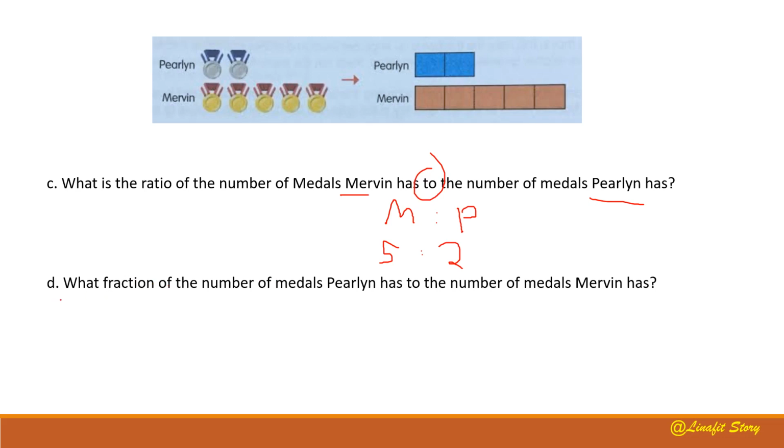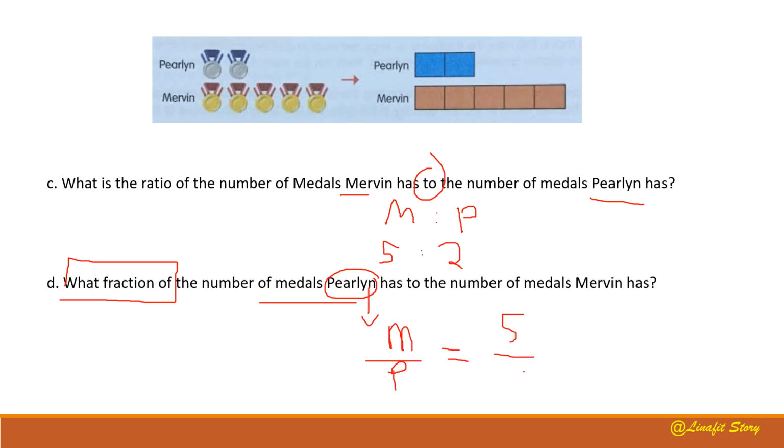And then question D, what fraction of the number of medals Berlin has is the number of medals Marvin has? So be careful over here, what fraction of? The phrase fraction of is followed by the phrase the number of medals Berlin has. So Berlin becomes the denominator. So the answer would be Marvin out of Berlin, which equals 5 out of 2. So the number of medals Marvin has is 5 out of 2 of the number of medals Berlin has.